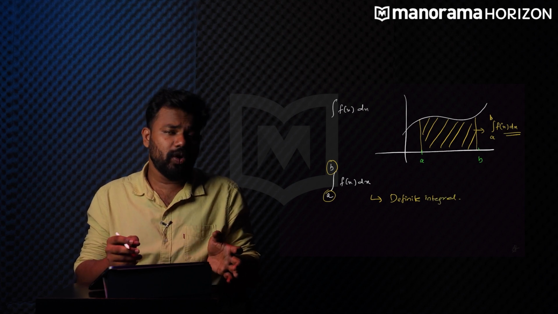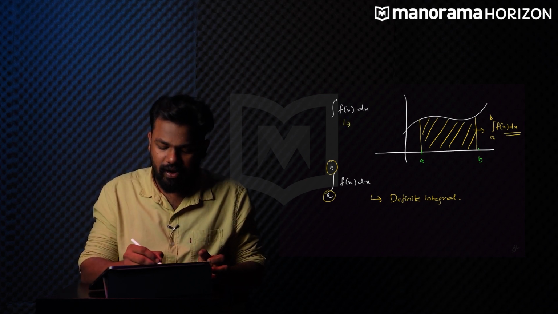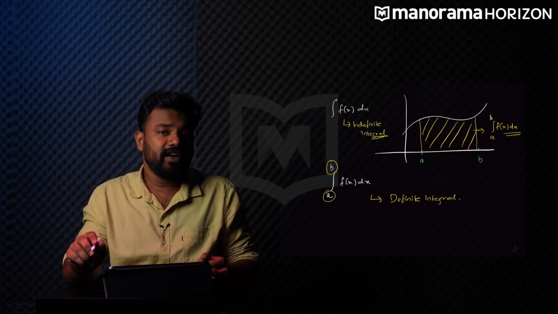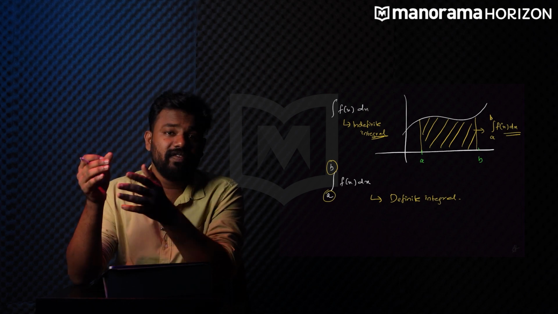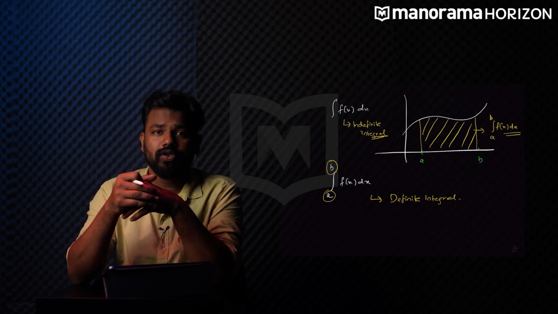Now in the previous cases, what we have learned is we do not have a particular limit, right? So in those cases we call it an indefinite integral. So there are two types of integrals. One is definite and the other is indefinite. Now in this session and the coming ones, we will be learning what these definite integrals are, and what the different properties are that we can use in definite integrals to solve questions.